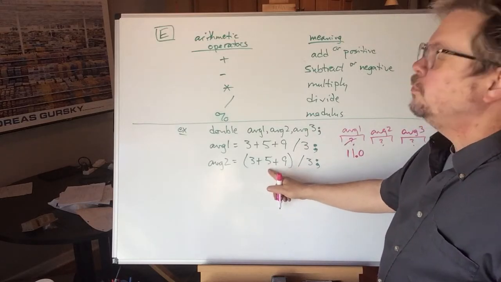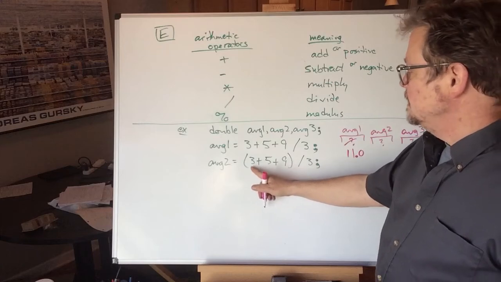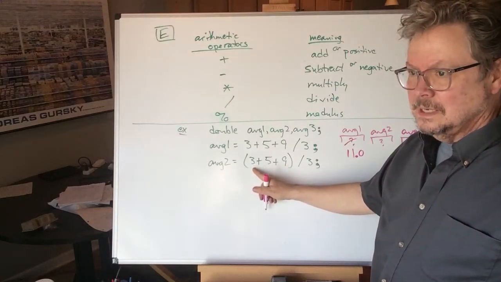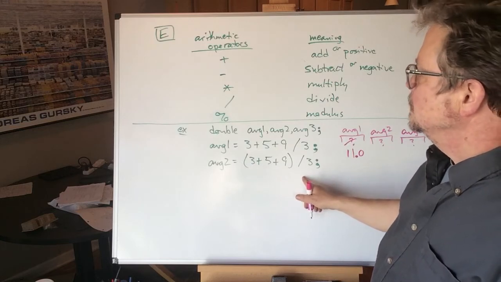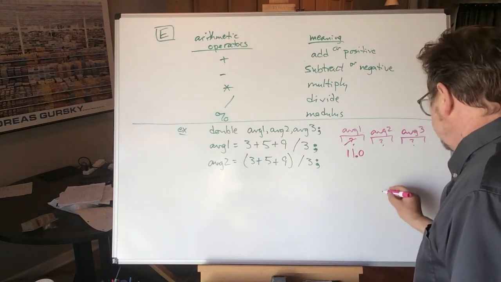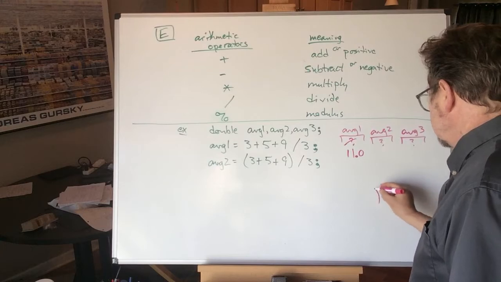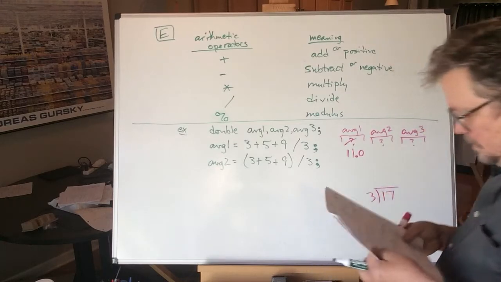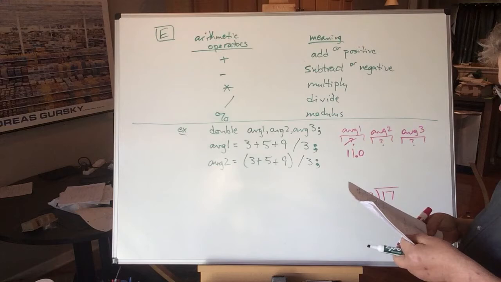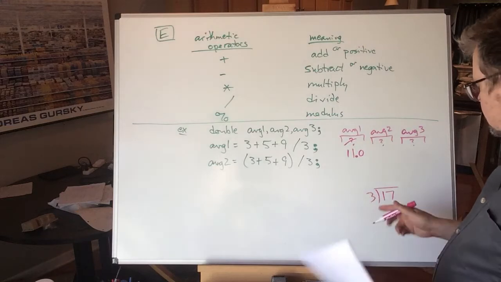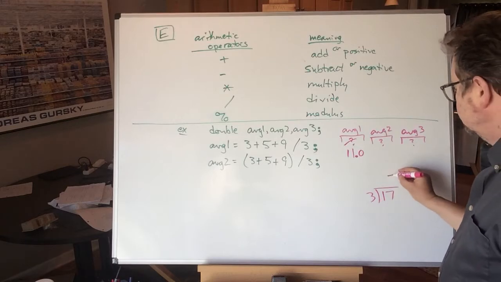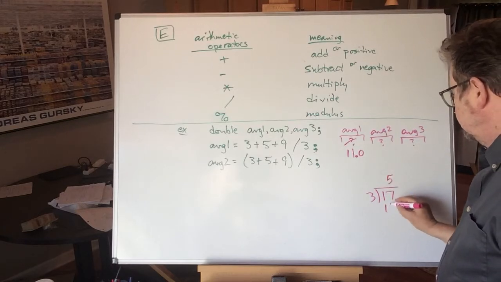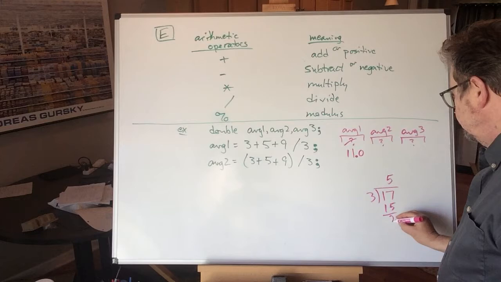9 plus 5 is 14, 15, 16, 17. 17 divided by 3, scratch work time. 17 divided by 3, long division here. 3 won't go into 1, 3 goes into 17 5 times. 3 times 5 is 15. 2 left over.